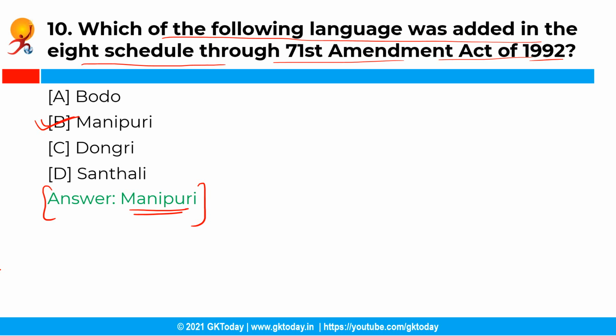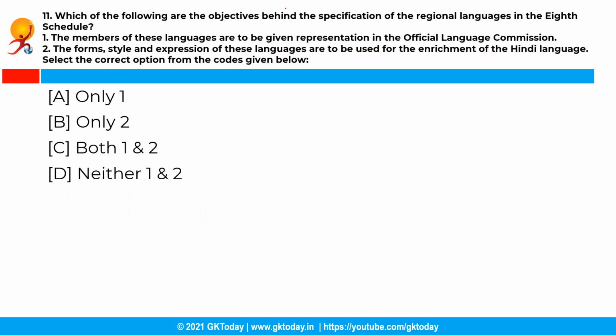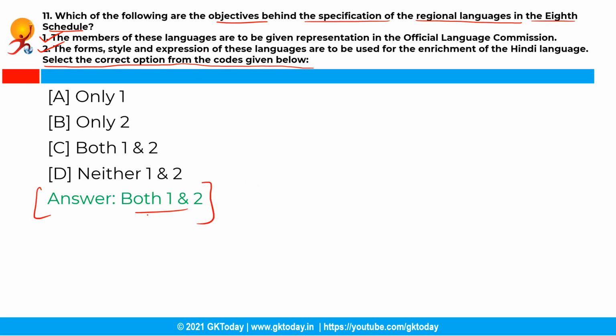Now the next question is, which of the following are the objectives behind the specification of regional languages in the 8th schedule? First, the members of these languages are to be given representation in the Official Language Commission. Second, the forms, styles and expressions of these languages are to be used for the enrichment of the Hindi language. So you have to select the correct option from the codes given below. And the correct answer is option C, that is both the statements first and second are correct.